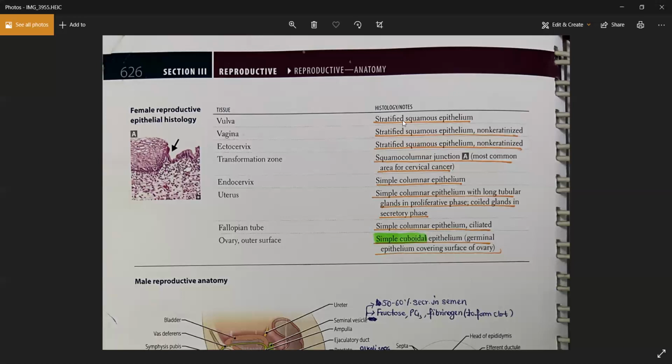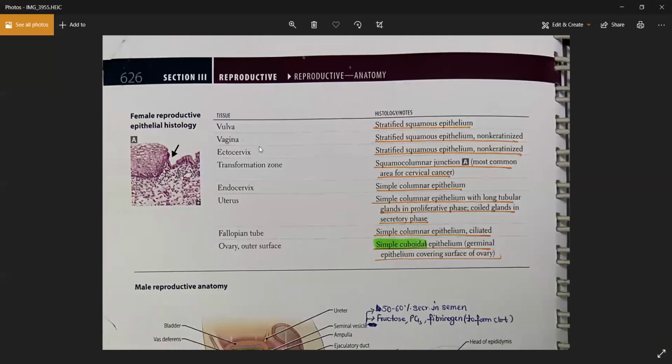See, up to the external cervix, all the epithelium is always stratified squamous epithelium. That means the vulva, vagina, and the ectocervix always have stratified squamous epithelium. Within the cervix, you have the transformation zone, and in this zone the stratified squamous epithelium becomes columnar epithelium. So from the internal cervix up to the fallopian tube, all the layers are simple columnar epithelium.